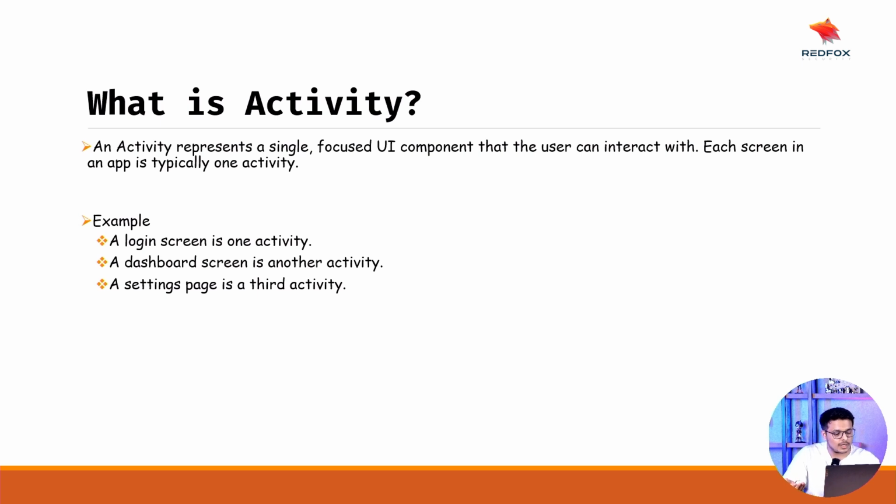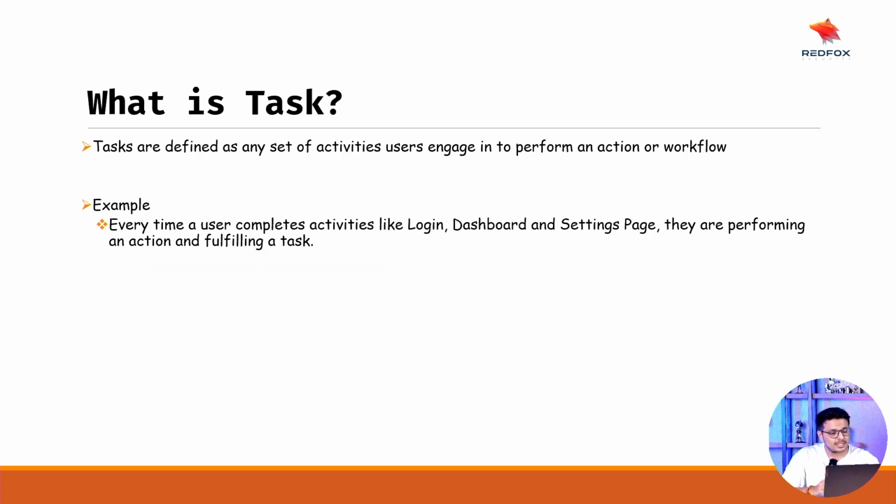After you have logged into the dashboard, you browse some other pages and you get a settings page. That is a third activity. So basically a UI screen which you are able to see is an activity in an Android application. Another component is the task. When a user is performing all these activities in combination, that is, he has opened an application, saw a login screen, passed the credentials, got authenticated, surfed the application, and went to the settings page, right now the user is performing a task.